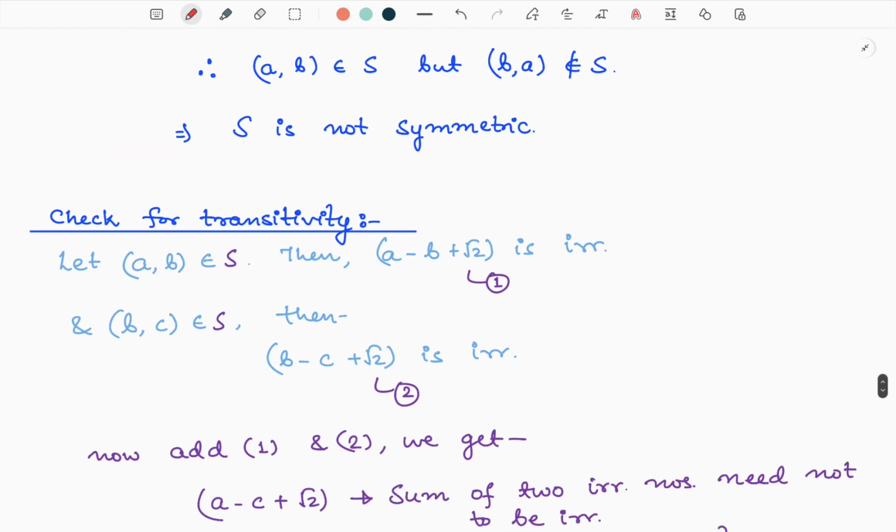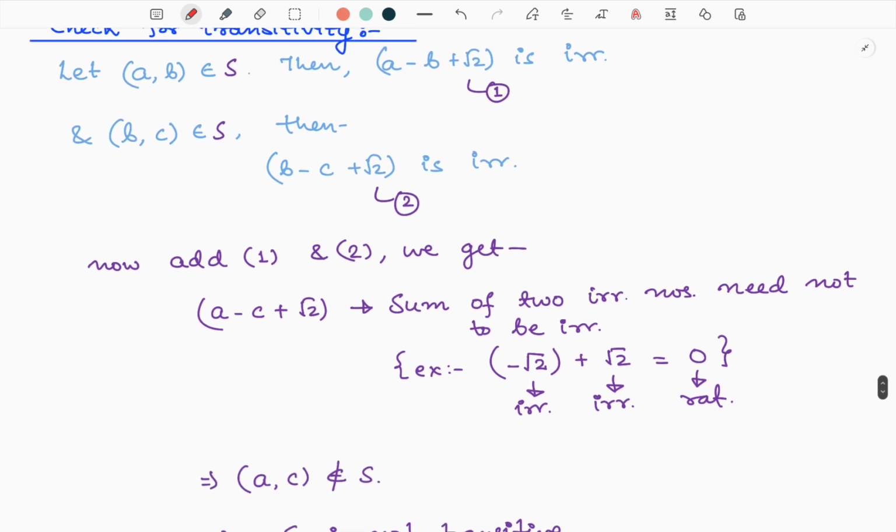And for transitivity, we can take three numbers A, B, C, and check whether if A comma B belongs to S and B comma C belongs to S, then A comma C should also belong to S. We will first write the relation between A and B as A minus B plus root 2, and between B and C as B minus C plus root 2. Add these two equations, you will get A minus C plus root 2.